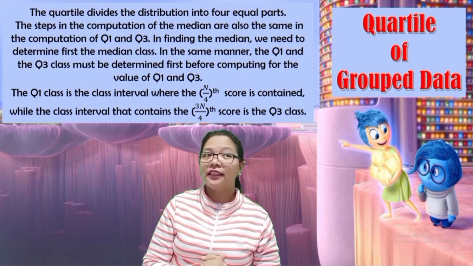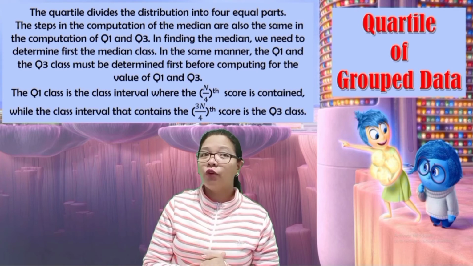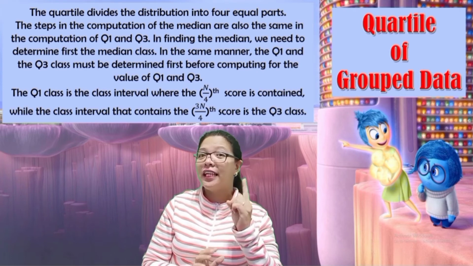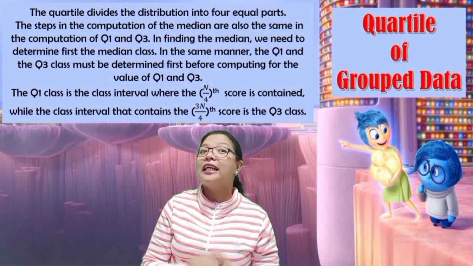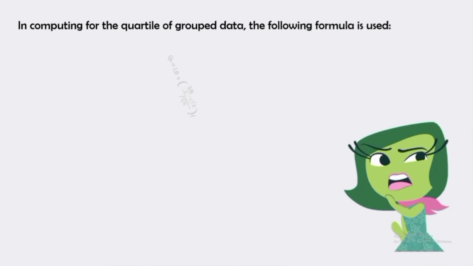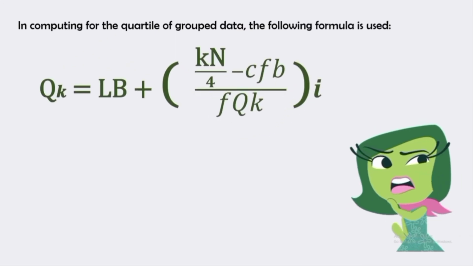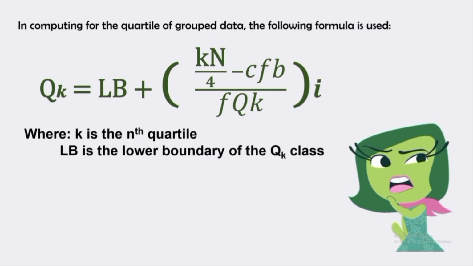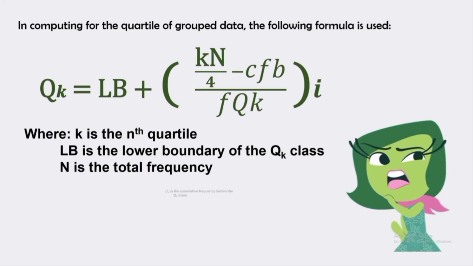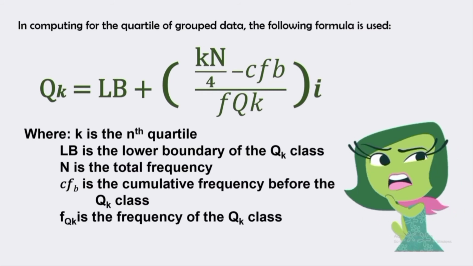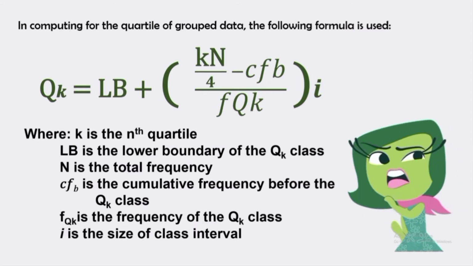The first quartile class is the class interval where the n over 4 th score is contained, while the class interval that contains the 3n over 4 th score is the third quartile class. In computing for the quartile of group data, the following formula is used. Where k is the kth quartile, LB is the lower boundary, n is the total frequency, CF is the cumulative frequency, F is the frequency, and I is the size of class interval.